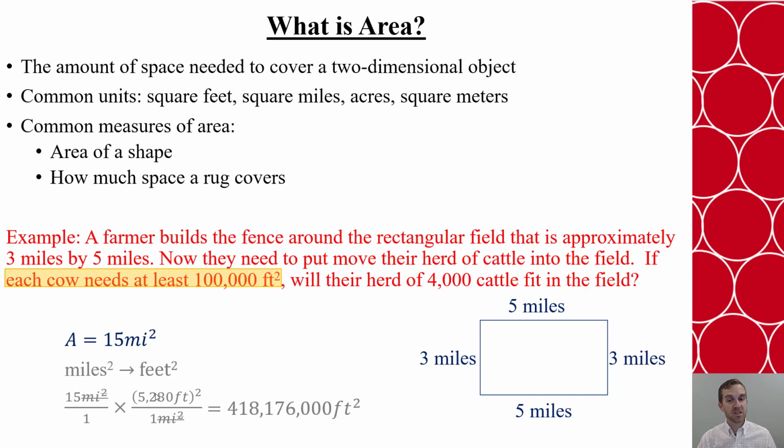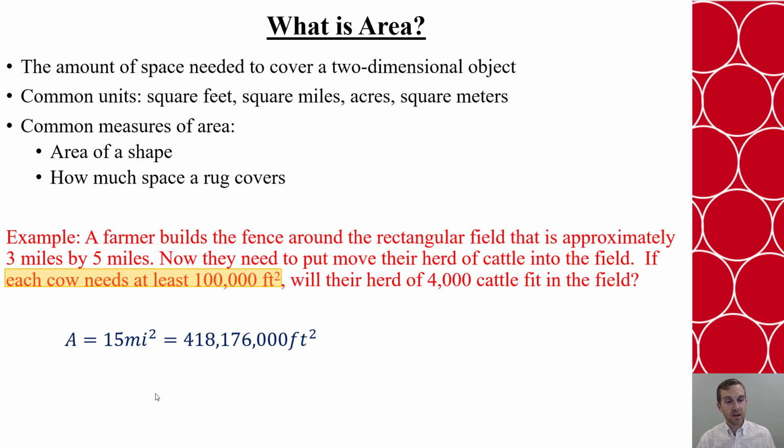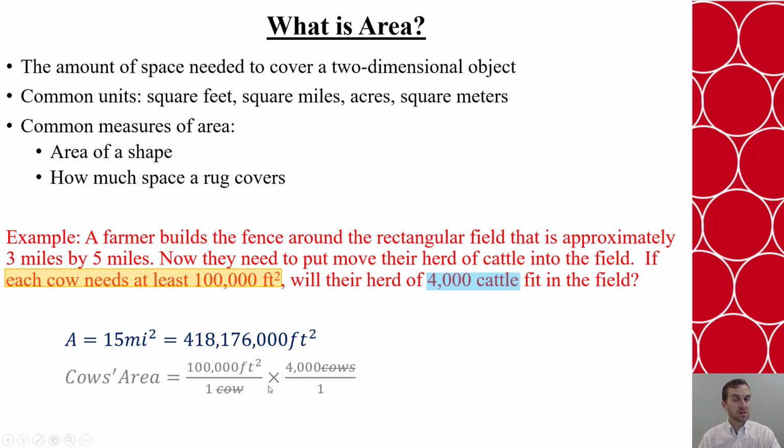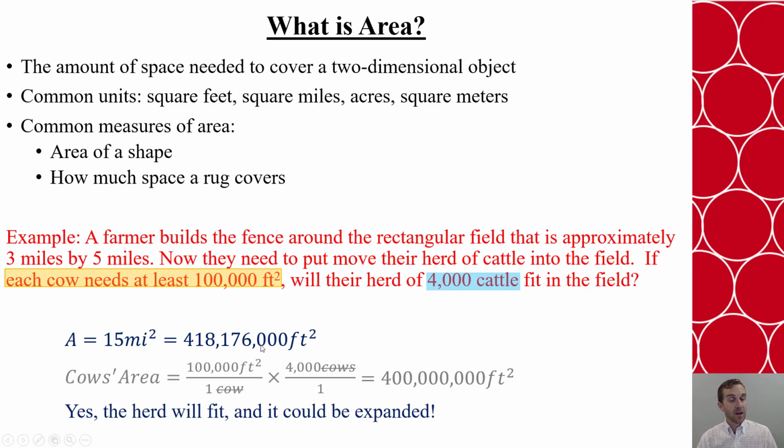But we need to compare it to how much space is needed for the cattle. So now that I know the area of the field, how much area is needed for cattle? I'm going to use the whole chain of movement again here to compare what 1 cow needs to what 4,000 cows need. So if I think about that 1 cow needs 100,000 square feet, and I'll multiply that by 4,000 cows, if I think about cows as a unit of measure, my cows simplify, leaving me just with the square feet for the cows' amount of area needed. And that would be 400 million square feet. So that's less than the area of the field. So yes, the herd will fit. More so, you have 18 million square feet left still that you could add to the herd if needed.